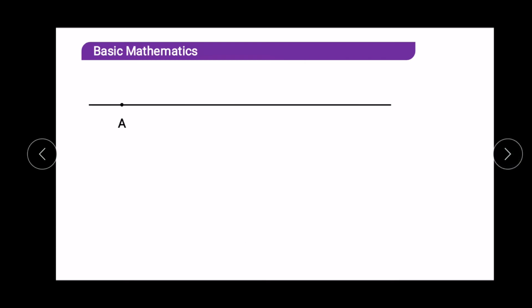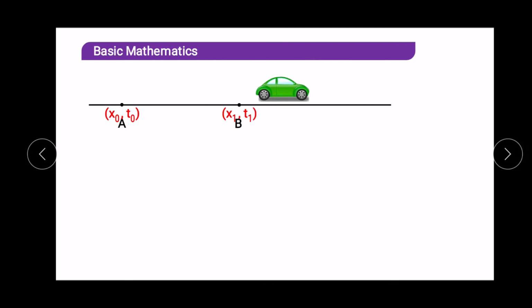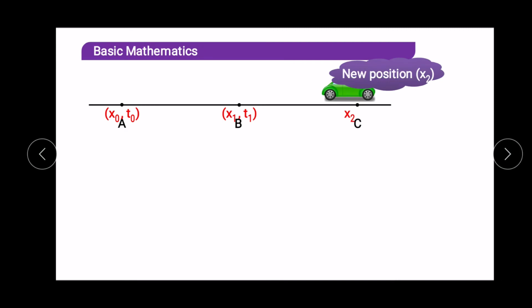Let us take point A and one car. The initial position of the car, let's say, is x0, and the corresponding time is t0. Now the car moves further, it changes its position to point B. So the new position will be x1 and the new time will be t1. Again it moves further, the new position is x2, the new time is t2.